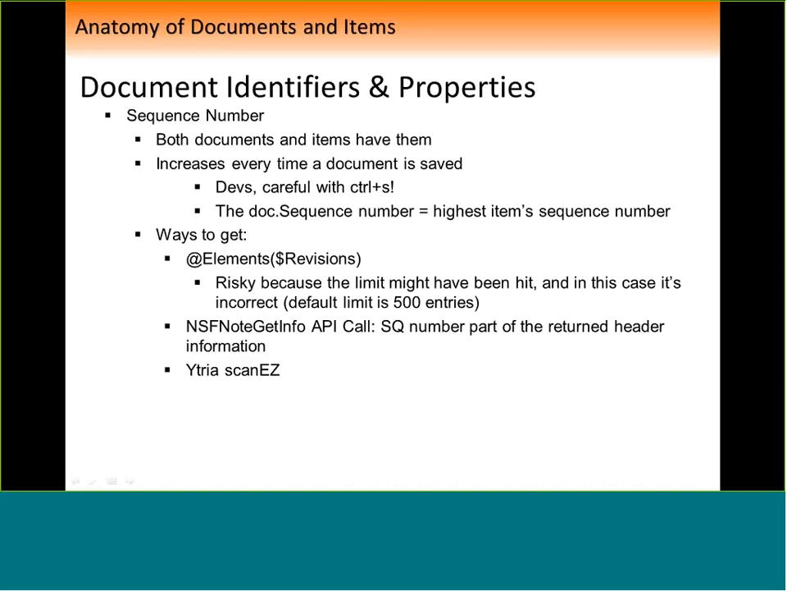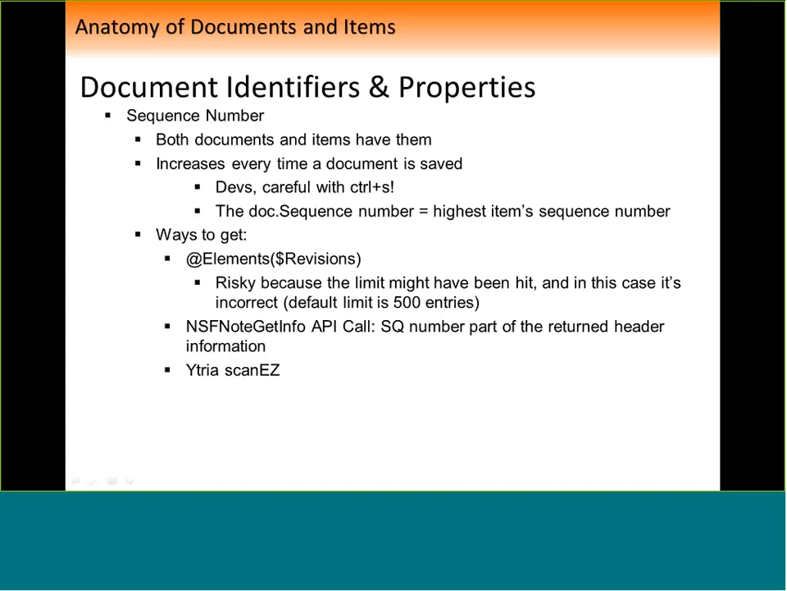What's interesting is that both documents and items on those documents have sequence numbers, and the document sequence number is pretty much going to be the highest item-level sequence number. So when you look at a backend document in, for example, ScanEZ, you will see a list of the items in the document, and you will see that the highest item-level sequence number is pretty much going to be the same as the document sequence number. Looking at the item sequence numbers can give you a good indication of which items are being updated frequently.